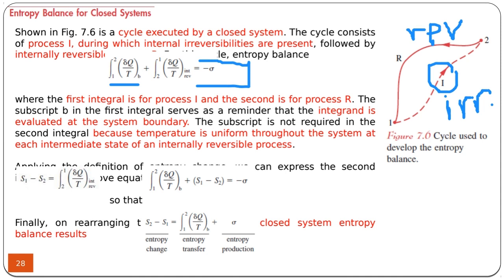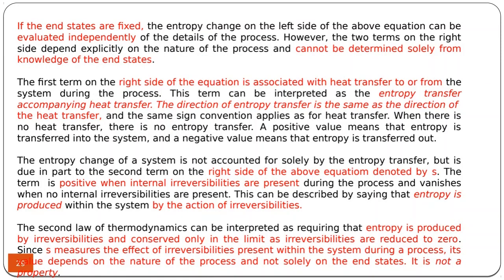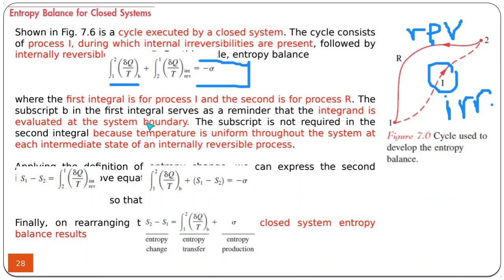Entropy is a property which is independent of the process path, but entropy production is not a property. It depends on the path. So depending on the process, the production of the entropy does change. So it cannot be a property. A property is always independent of the process path. So even though the entropy is a property, the produced entropy, sigma, is not a property.